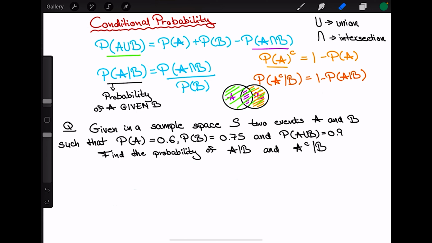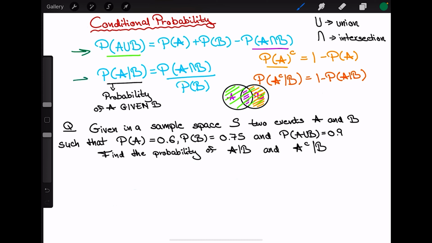Hey everybody, for today's video I will be covering conditional probability. I'm pretty sure a majority of you guys are familiar with this formula over here for union, which is just the probability of A plus probability of B minus their intersection.